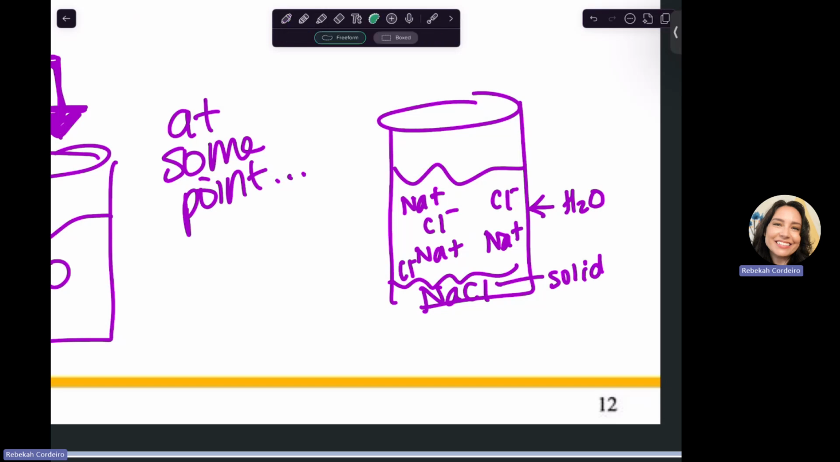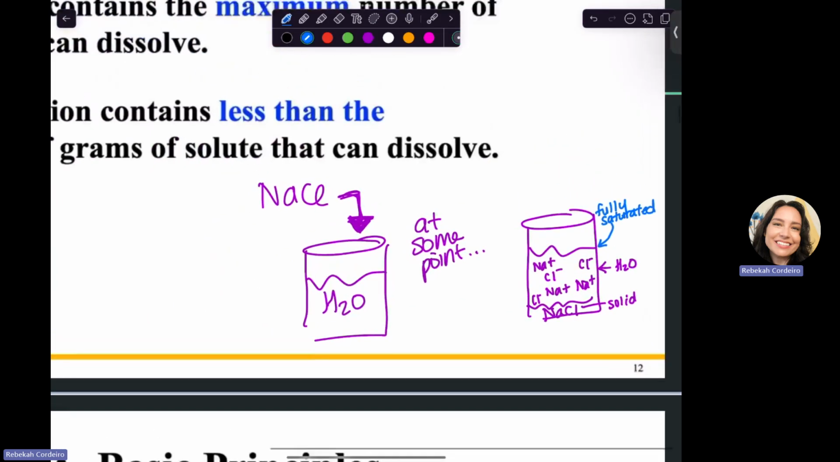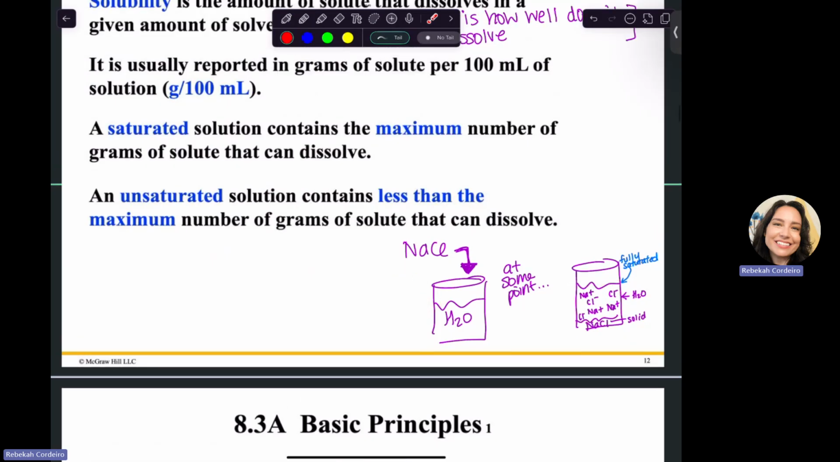We would name this solution as fully saturated, meaning I can't put any more in there. If I put more in there, it's just going to turn into a solid at the bottom. So saturated is the maximum amount of solute you can put in. You don't have to have the solid at the bottom to have a saturated solution, but the part above that solid would be fully saturated. The water cannot hold any more sodium chloride. Unsaturated would be I can keep adding in, so it doesn't have as much as it could possibly hold.